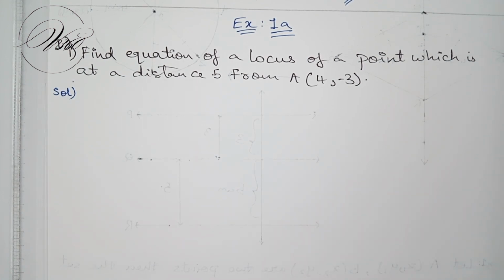Okay, now the question here is, find the equation of a locus of a point which is at a distance of 5 centimeters, or any unit, we will take it as a unit. It is not mentioned in the question whether it is 5 centimeters or 5 meters. So we'll take 5 units from the point A, which is (4, -3).